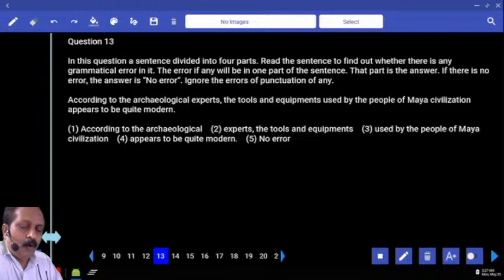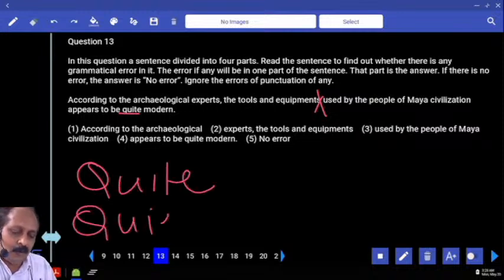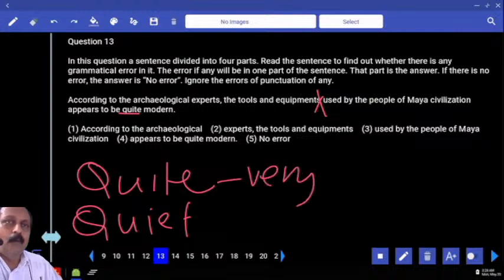Next one. According to the archaeological experts, the tools and equipments, you should stop here. Equipment or equipments, then don't go beyond while taking the exam. But in the mock test explanation, we have to read the sentence. Equipments is not correct. Equipment used by the people of Maya civilization appears to be quite modern. Underline the word quite. Then you have to recollect and write two words. One is quite, the other one quiet. Quite means what? Very. When we say quite enthusiastic, the students are quite enthusiastic, what does it mean? Very enthusiastic.